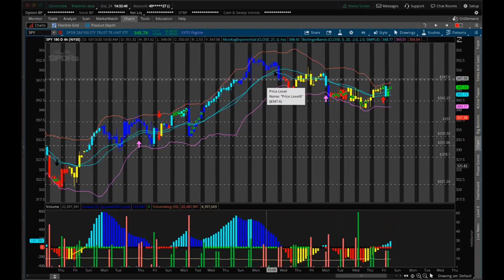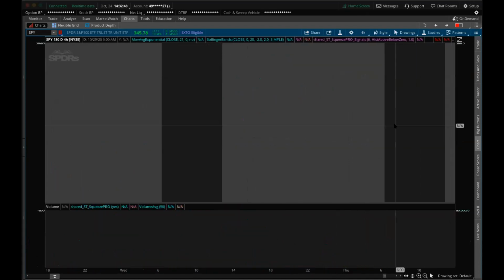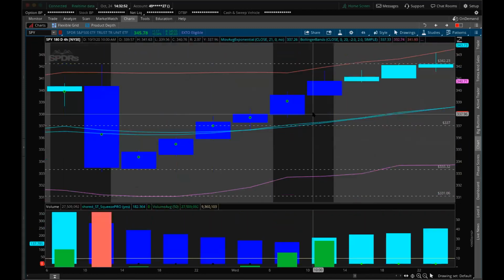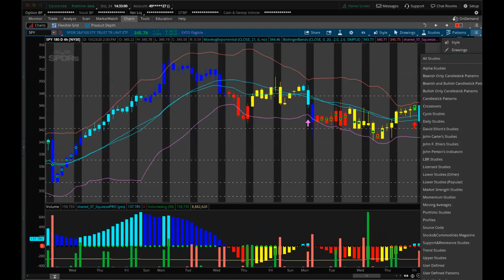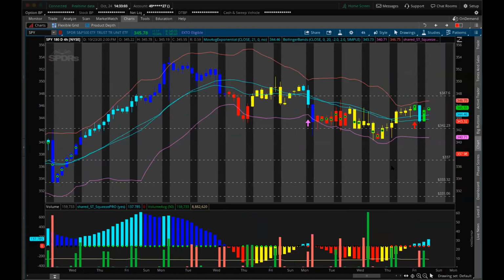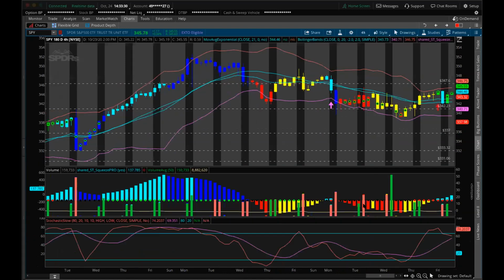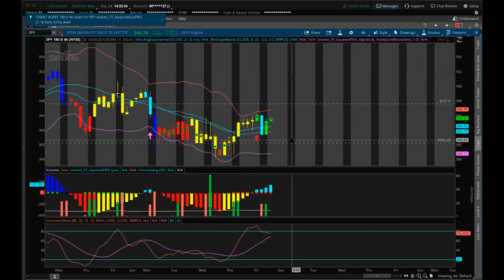The only thing I would add to this strategy is my stochastics indicator. Let's add it. Just type stochastics and then we can show you slow. Right there on the very bottom. There you go.